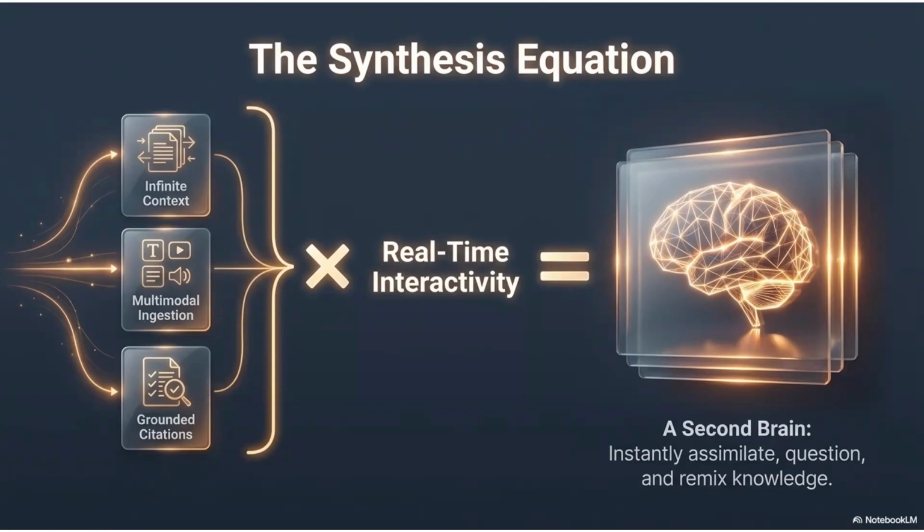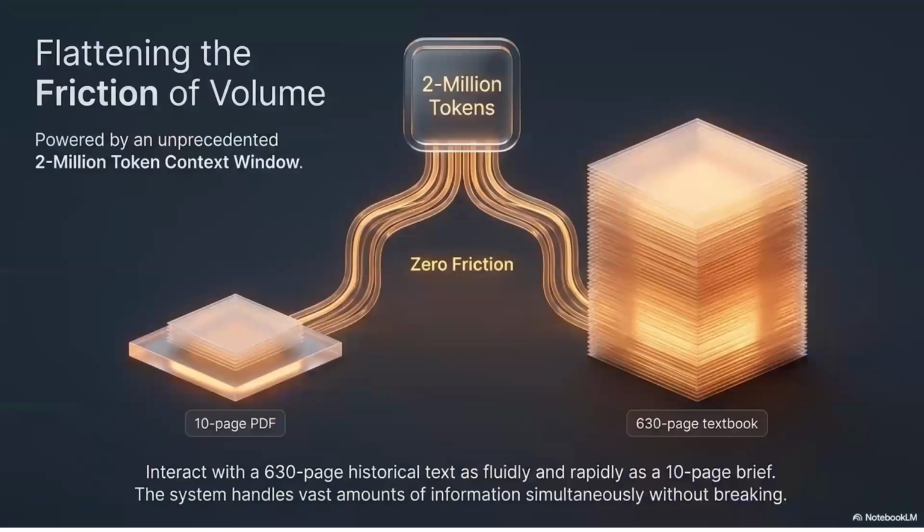It will assimilate everything and it can question and remix all the knowledge that is being provided to it as a source material. So the next slide talks about flattening the friction of volume. As I told you, we are just putting all the source material onto the Notebook LM. So the task is very, very high. So here the term is 2 million token context window.